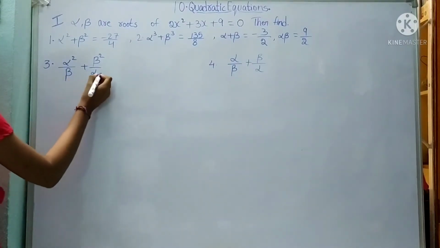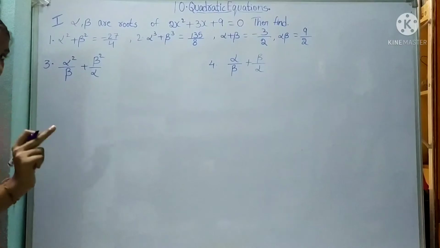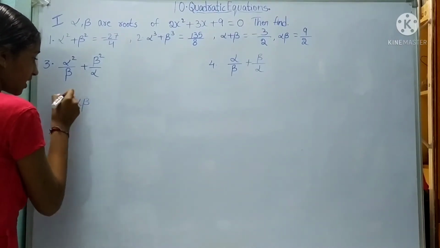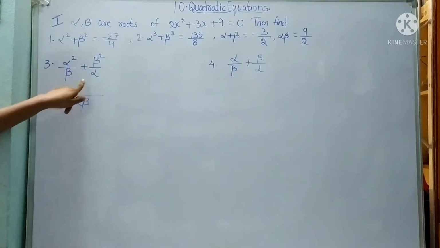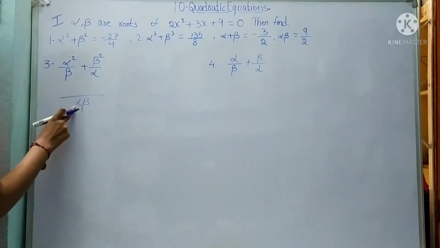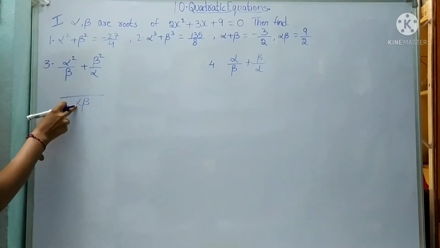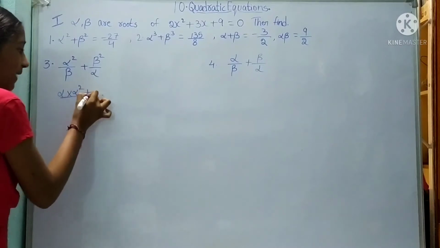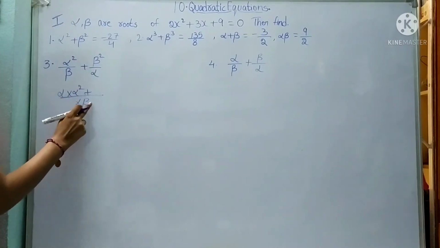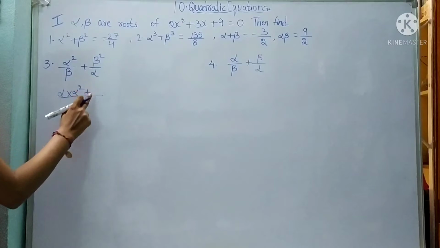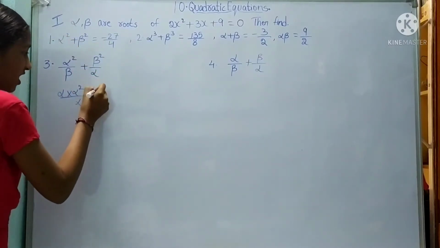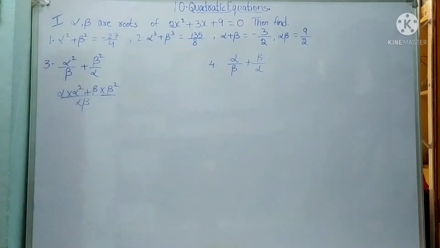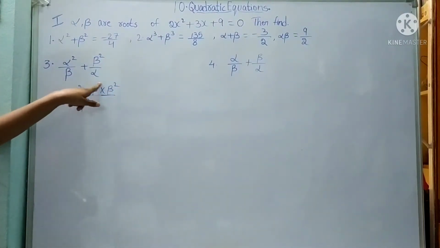What is the LCM for beta and alpha? Alpha into beta is the answer, so alpha beta is the LCM. Here in the first term we don't have alpha, so alpha into alpha square. In the second term alpha is there but beta is not, so beta into beta square. So we get alpha into alpha square plus beta into beta square.